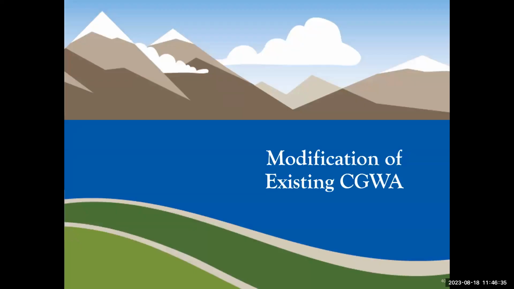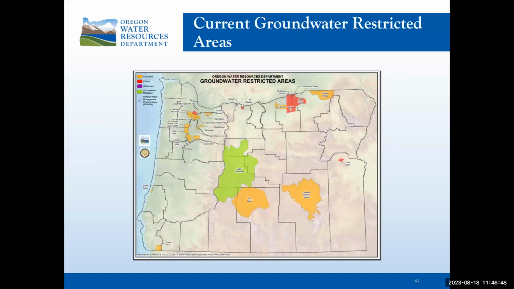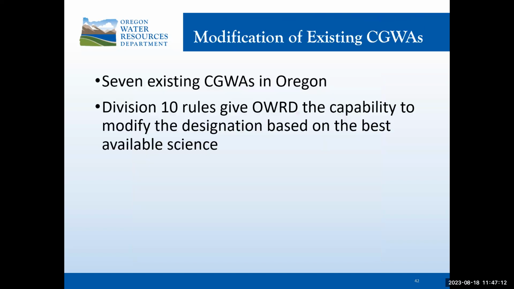So the last piece of Division 10 are rules that outline how to modify existing critical groundwater areas. So there are currently 7 critical groundwater areas in Oregon. This map shows those 7 in red. These areas were all designated under previous versions of the Division 10 rules. So they were established under old mechanisms, and any new critical groundwater areas would be established under these new Division 10 rules.